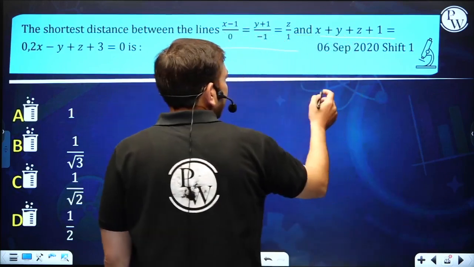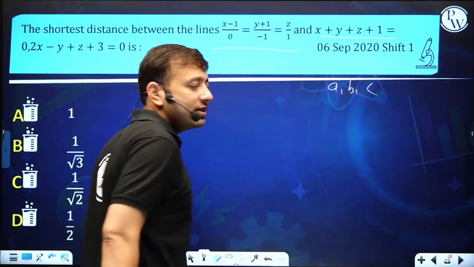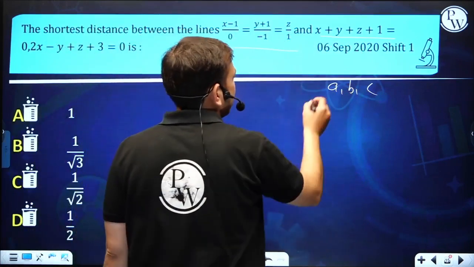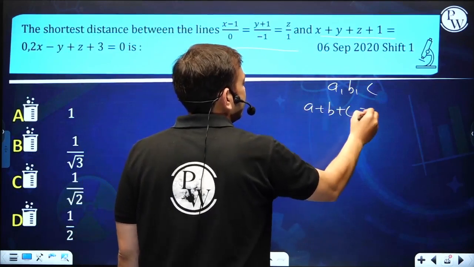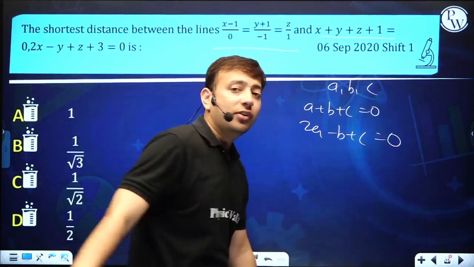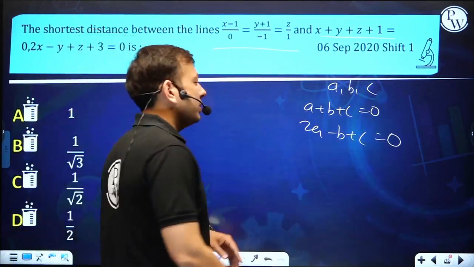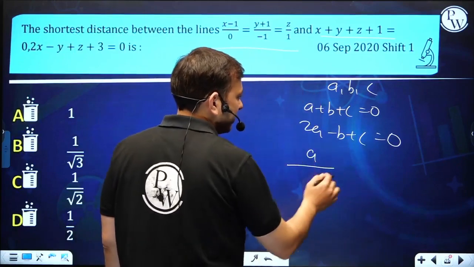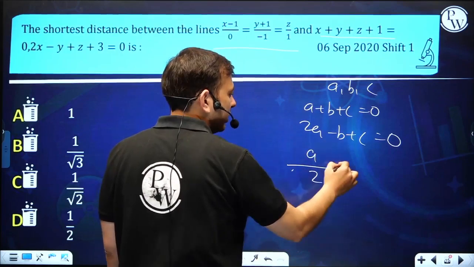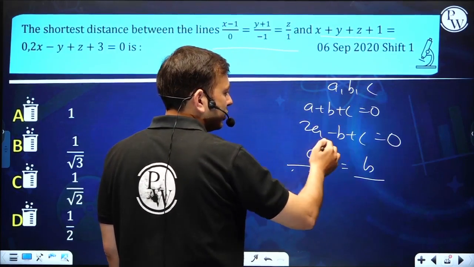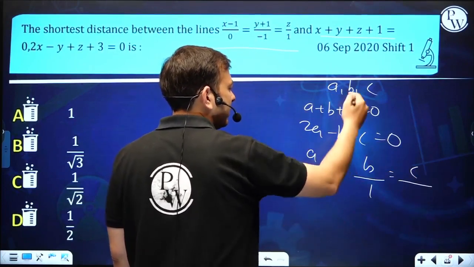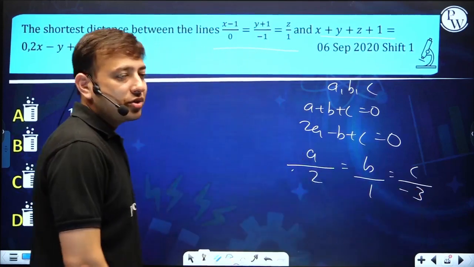Again, I'll show you. Let the line direction ratio be ABC. Now, the normal to the plane will be normal to the line also. So first of all, A plus B plus C is 0. Second, 2A minus B plus C is 0. First of all, you need to find the direction ratios of the line. Now, A by, sir, 1 minus minus plus, so 2. Then B, sir, 2 minus 1 is 1, and C, minus 1, minus 2, minus 3. These are the direction ratios of the line.